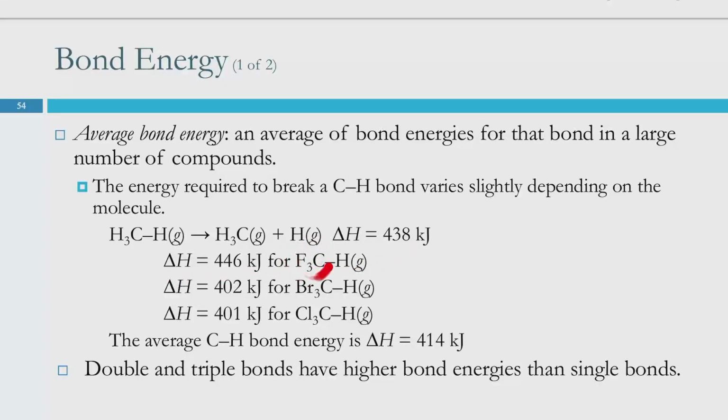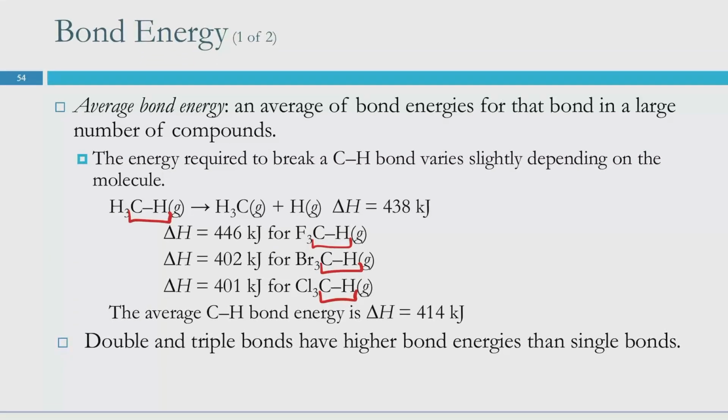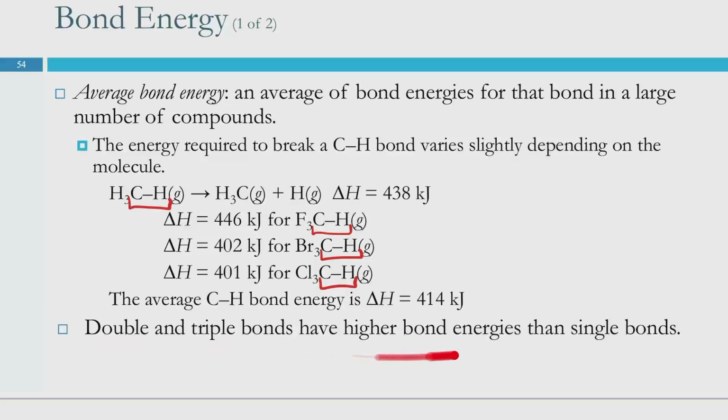If there's 3 fluorines instead of the 3 hydrogens, it's 446 kilojoules. If they're bromines or if they're chlorines, they're also slightly different molecules. So this is why we're using an average for this CH bond. So we use an average value of 414 kilojoules. This lets us do an estimate. It's roughly about 414 kilojoules just across any given compound. So we're always going to be off by a little bit since we're using averages. Double and triple bonds have higher bond energies than single bonds because they're stronger bonds.